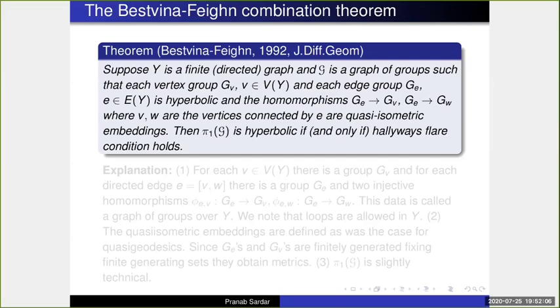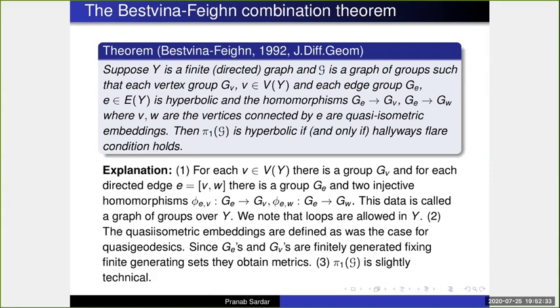Then the fundamental group of this graph of groups is hyperbolic if the hallways flare condition holds. I will say a little bit about this technique, the hallways flare condition. The point here is that I have put the "only if" in brackets because they did not prove the "only if" part. This came from somebody else, Gautero and other people. So they proved this "only if". And I will explain a little bit about this theorem.